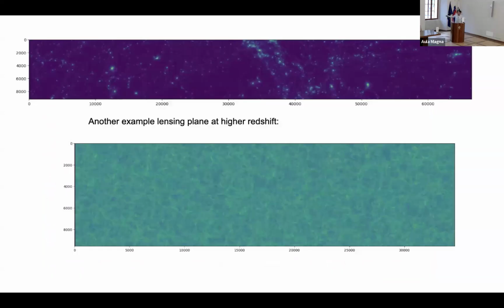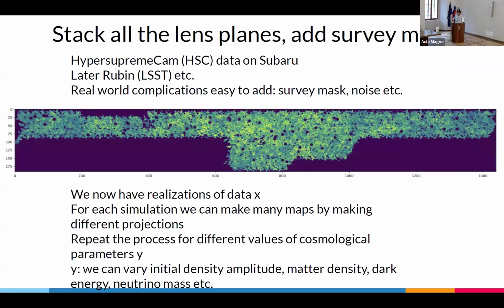Okay, so here's an example. This would be a slice very nearby. You can see there's a lot of structure, very nonlinear structure, and this would be a slice further away. So you can see it's a lot larger scale, more Gaussian and things like that. But we have to project all of these slices to get the final map.